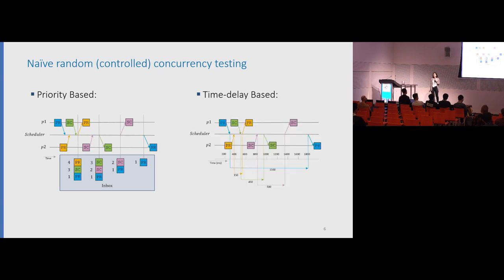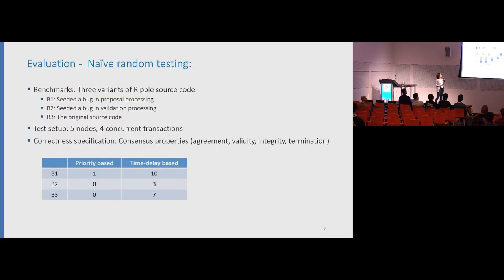In delay-based random testing, this time we assign some time delays to the messages. So for example, for this proposed message, if we assign 1.5 seconds, then we delay the execution of that and schedule it only after this timeout passes. So this again gives us a permutation of the messages together with some delays.